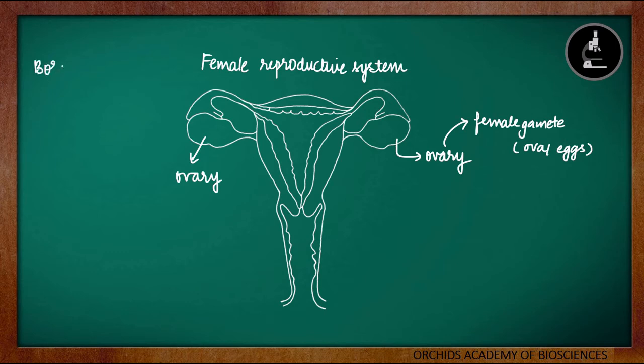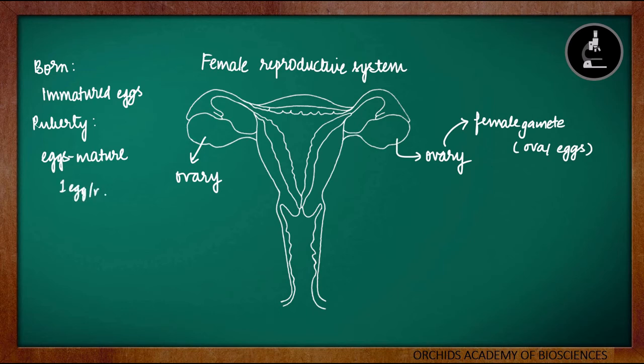When a girl is born, the ovaries consist of thousands of immature eggs. On reaching the puberty, the age or period when a human being acquires sexual maturity, some of these eggs will start to mature. And one egg will be produced every month by one of the ovaries. So one of the ovaries will be producing one egg per month.